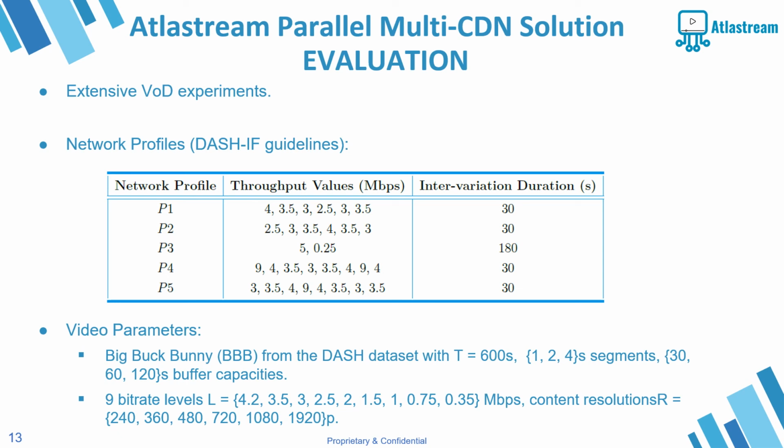For the content, we used Big Buck Bunny with 10 minutes duration, various segment durations, and maximum buffer configurations. For 1 second segment duration, we used a 30-second maximum buffer. For 2 second segment duration, we used a 6 second maximum buffer, and so on. The ABR ladder consists of 9 bitrate levels and 6 resolutions. This is given by the distributed DASH dataset from Klagenfurt University.